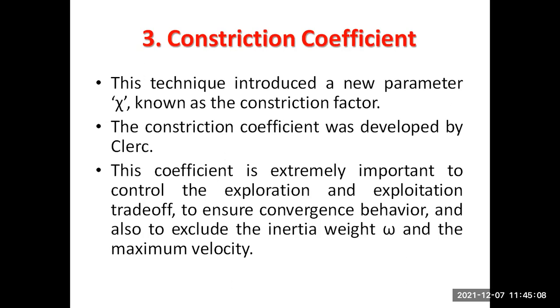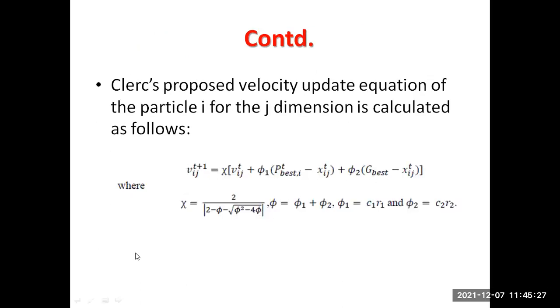If we put more stress on the global search, we may deviate from the actual solution. And if we put more stress on the exploitation, then there may be chances of a local optimum. That means we will not get the actual optimum value, but it may deviate from the optimum value.